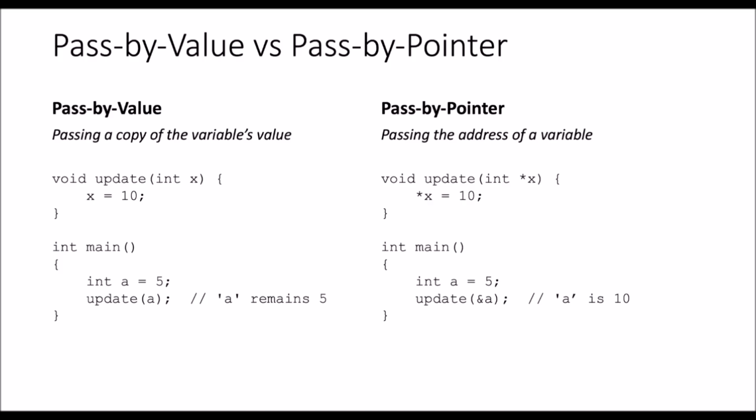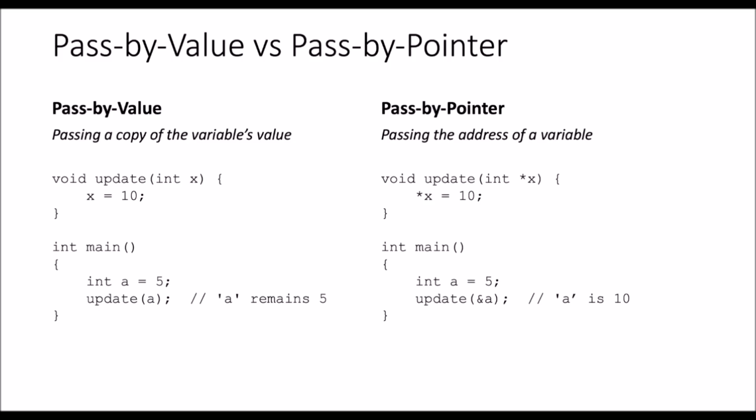In the example code I have an update function that expects an integer as input. Inside the function, I update the parameter x to 10. Then I have a main function. Here I declare an integer variable named a and I initialize it to 5. Then I call the update function and pass a to it. Now after calling the function, the value of a is still 5.